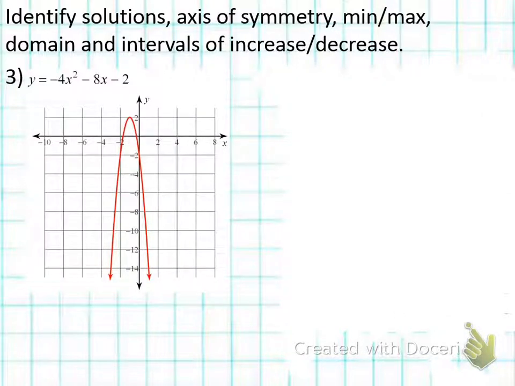Okay, first thing on number 3. It's already graphed for us. If it wasn't, you would have to graph it. Okay, identify solutions. Does this graph cross the x-axis? Yes or no? Yes. How many times does it cross? Twice, okay? So it crosses here and here.